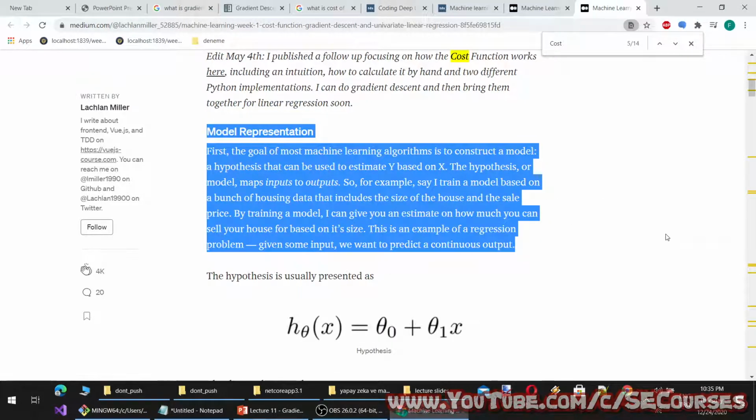Model representation first. The goal of most machine learning algorithms is to construct a model, a hypothesis that can be used to estimate y based on x. The hypothesis, or model, maps inputs to outputs.